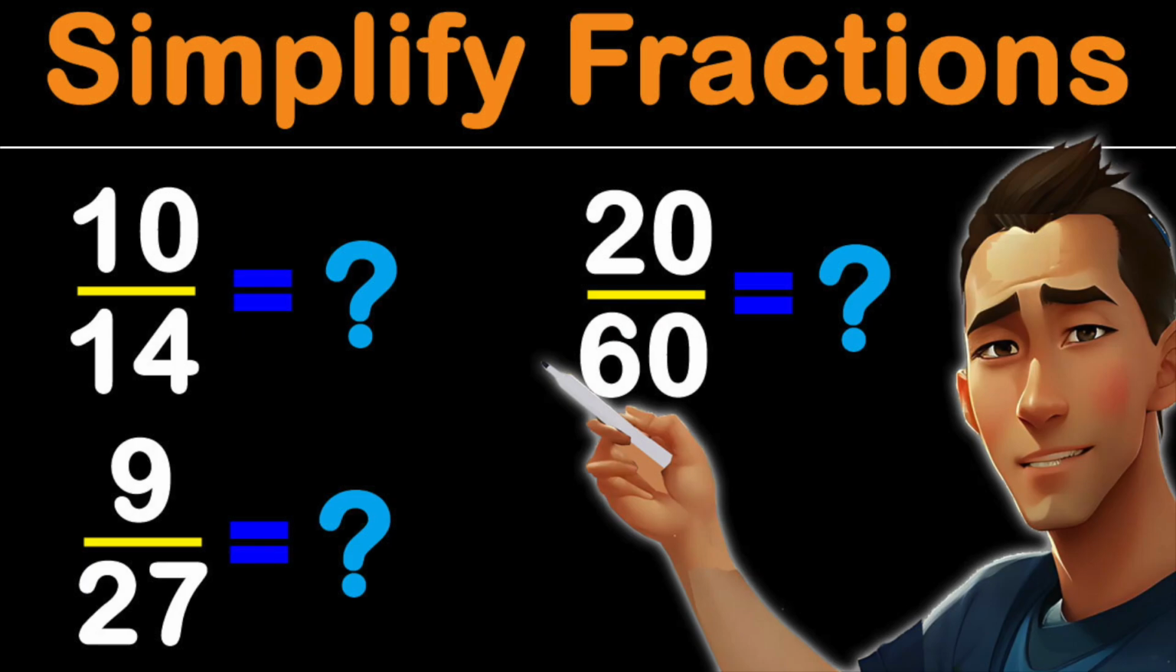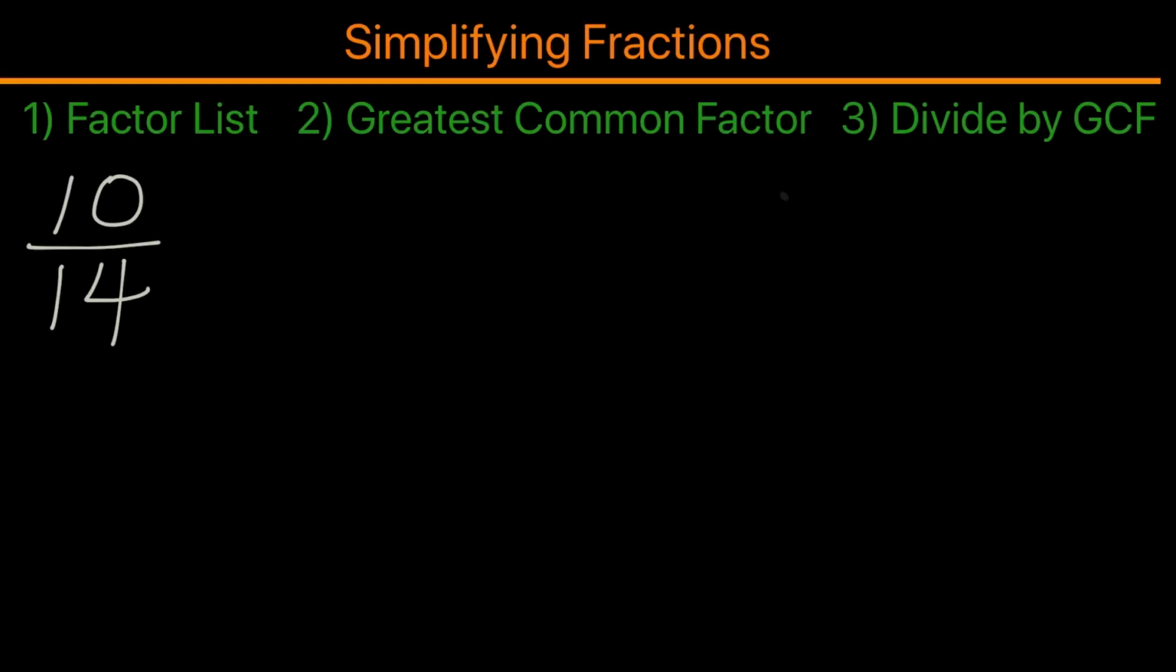In this video, I'll be going over how to simplify fractions. There are 3 steps when it comes to simplifying fractions. First step is to have a factor list for both numerator and the denominator. Secondly, find the greatest common factor. And lastly, divide by the greatest common factor.